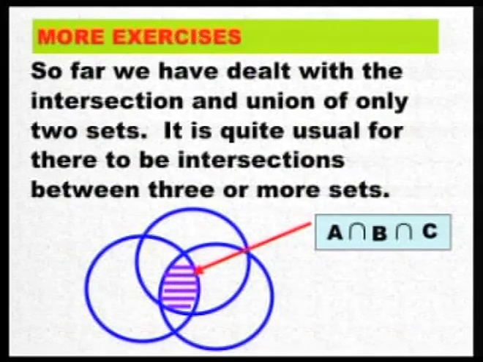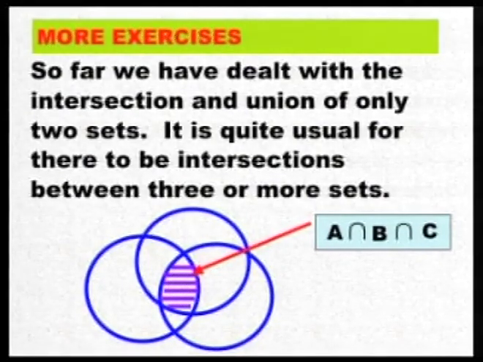Okay, next thing we are going to do is look at where three or more sets intersect. So far we've dealt with intersection and union of only two sets. This time we'll look at more than two sets, which is three or more. Like the example on the screen, the region shaded with purple lines is A intersection B intersection C. I think that's very clear.